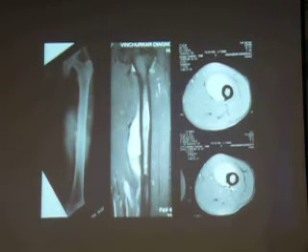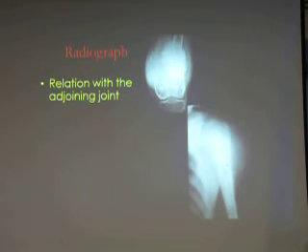So just because it's diaphyseal doesn't mean it has to be Ewing's. Osteosarcomas can also affect the diaphyseal area, so keep that in mind. Think about the various clues that a radiograph is going to give you. Think about the relation of that particular mass with the adjoining joint.